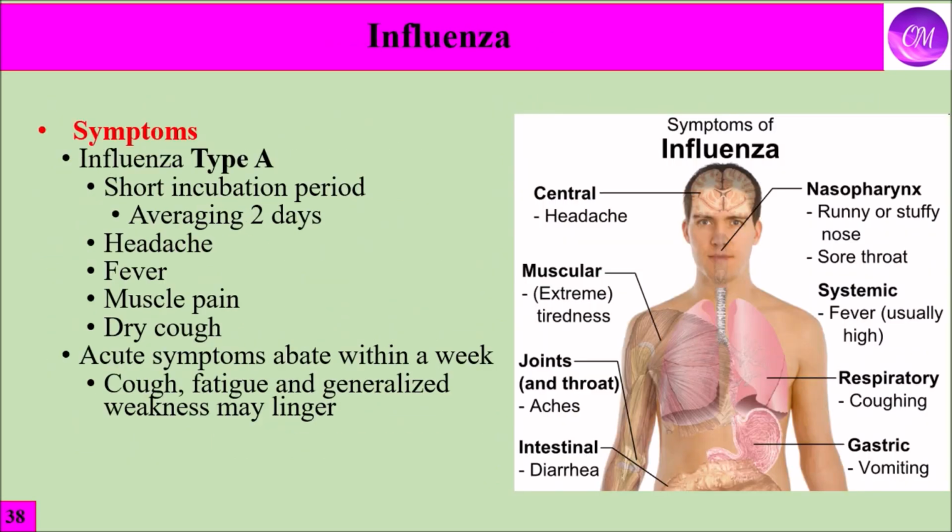The symptoms of the influenza. Influenza type A has a short incubation period, averaging 2 days. Symptoms include a headache, fever, muscle pain, dry cough. The acute symptoms abate within a week. Cough, fatigue, and generalized weakness may linger. And here you see the symptoms of the influenza.